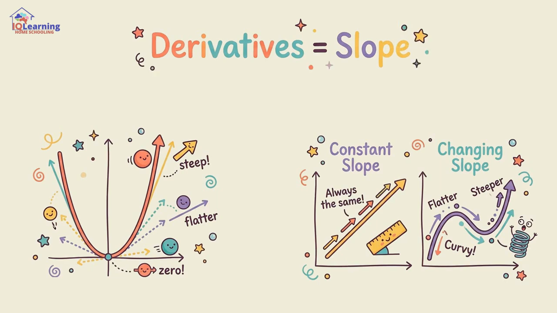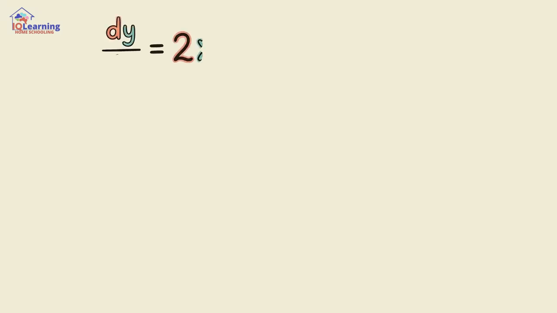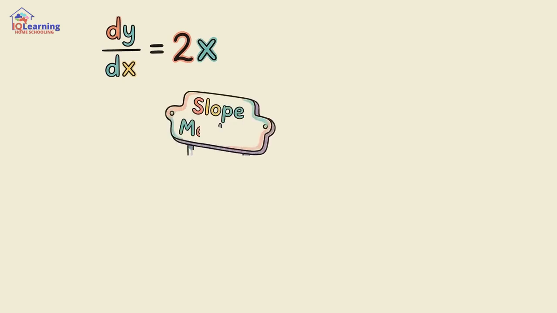The derivative tells us the slope of the curve at every x value. For y equals x squared, the derivative is dy over dx equals 2x. That expression is like a slope machine. Plug in any x value and it gives the slope there.